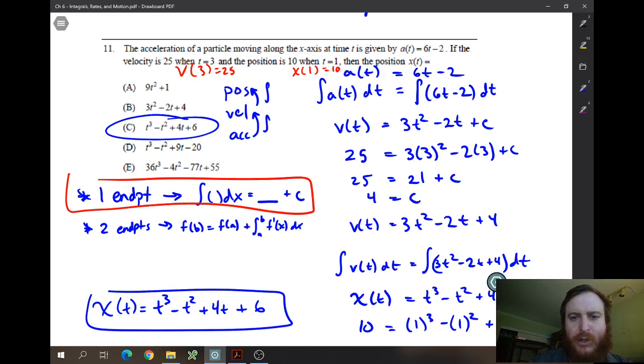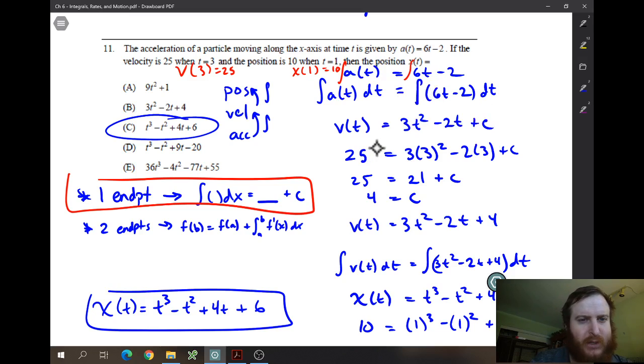So the way that we do this is I write out a of t equals 6t minus 2. Then I do the integral of both sides. I wrote this in a second line just so you can see it. The integral of a of t becomes v of t. In this integral, we just do 6t squared over 2 minus 2t. We need to add the plus c because we're not doing any endpoints here.